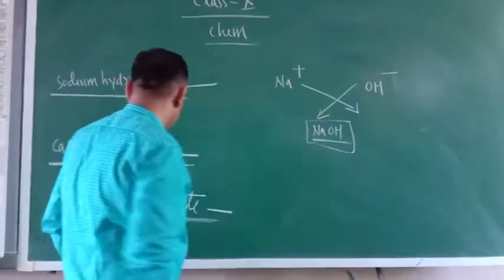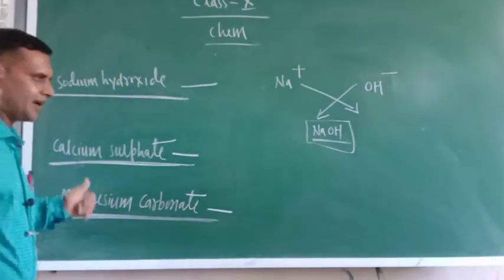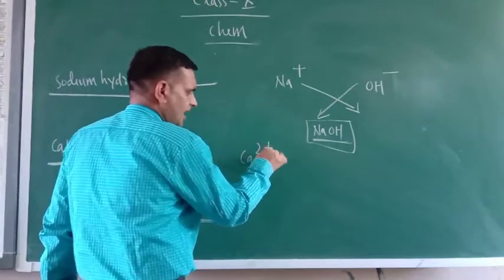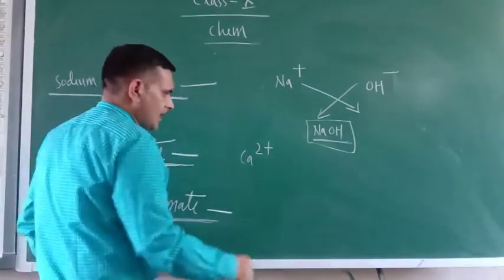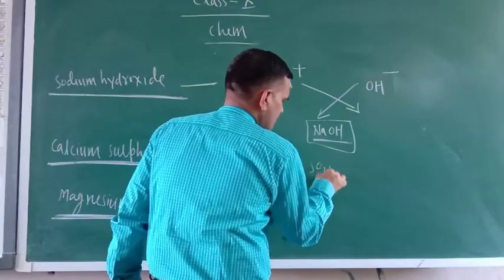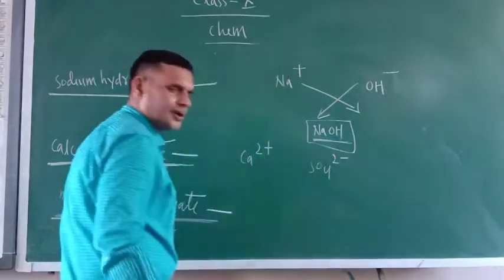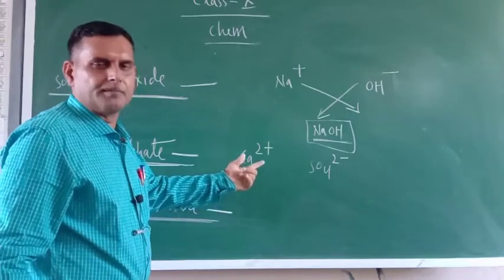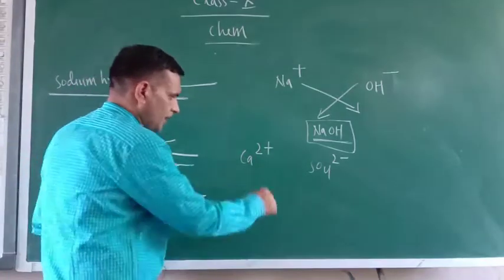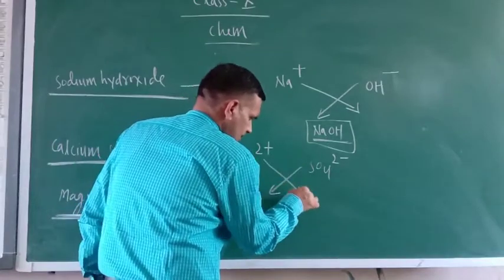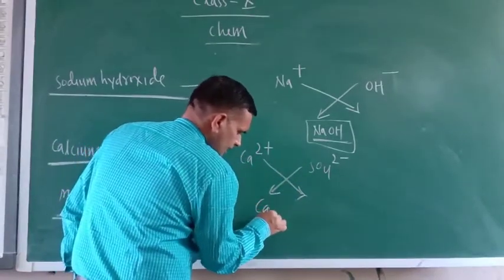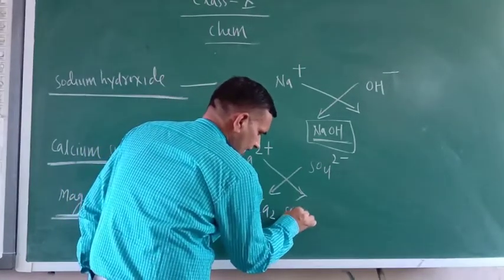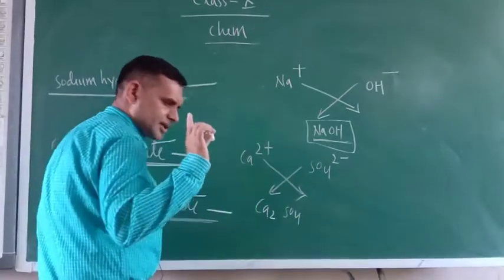Now let us see calcium sulfate. Calcium symbol is Ca and its charge is 2 positive. Sulfate is SO4 and its charge is 2 negative. Again both have the same charge, 2 positive, 2 negative. Now crisscross this one. Here you will write Ca2, and here SO4 2.